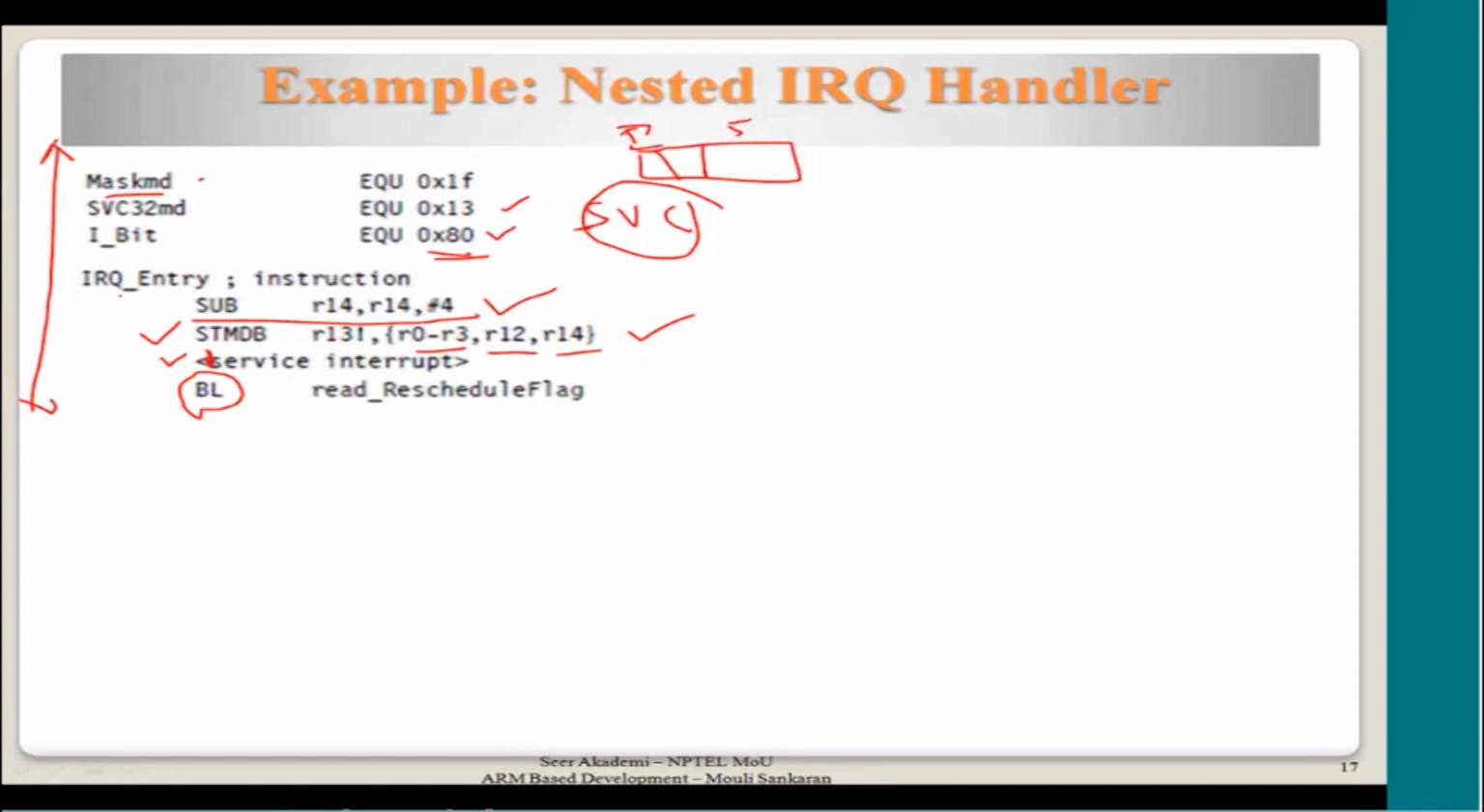Okay. So then we are having a branch to read schedule flags. Is it safe to execute this instruction now, BL? Yes, because R14 is saved. So the original user program return address is modified by -4 and then it is saved also into the stack. Now we are free to use this BL instruction by overwriting the R14. R14 of which mode? IRQ mode. Please remember we are still in the IRQ handler only.